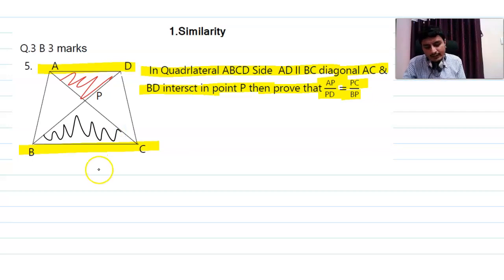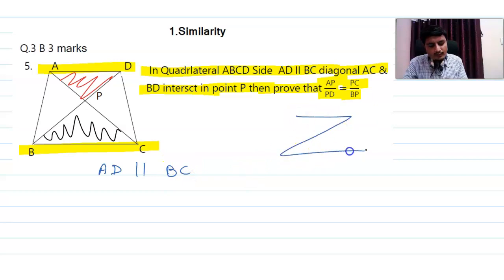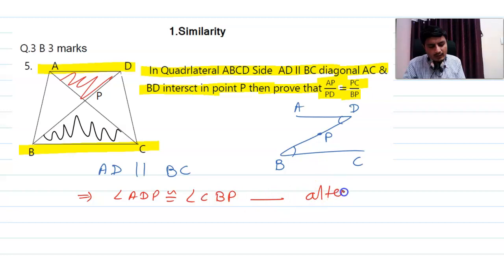So let us try to consider now, once we have given AD is parallel to the segment BC, those angles which are formed in the rotation of Z that are congruent are said to be the alternate angles. Since AD is parallel to BC, BD becomes the transversal, so the angle ADP and angle CBP are congruent because those are alternate angles. So I am writing firstly the angle ADP, which is congruent to angle CBP, because those are alternate angles.